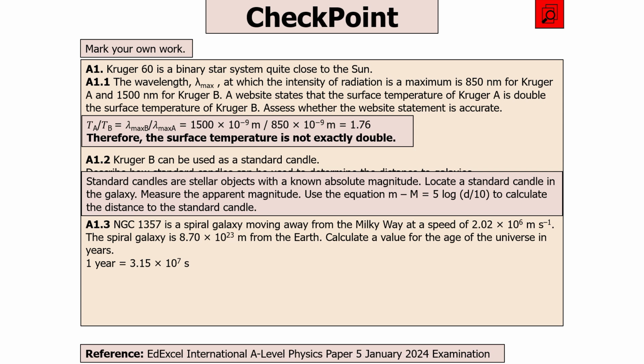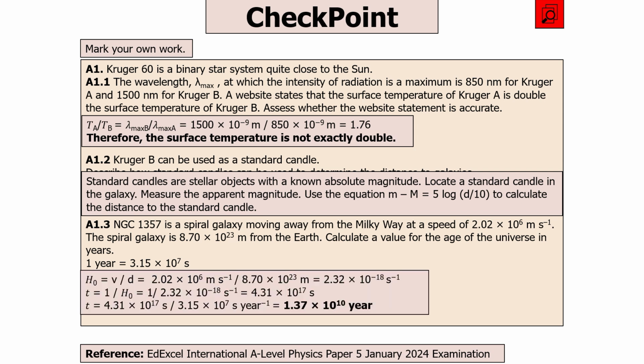In the next question, we know that Hubble's constant is the recession velocity divided by the distance. Now, because we've got it in meters per second over meters, that gives us our Hubble constant in seconds to the minus 1. So when we say t is equal to 1 over the Hubble constant, it'll give us an age of the universe in seconds. So we get 4.31 times 10 to the 17 seconds. We then convert that into years, which is 1.37 times 10 to the 10 years.